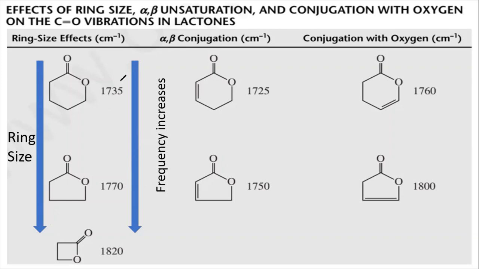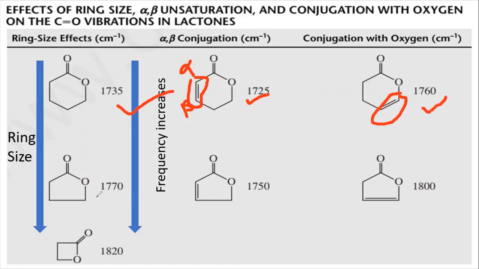Now we have to see the other factor, alpha-beta unsaturation. See the structure, this one possesses no double bond, so no conjugation. So here the frequency is 1735, the natural frequency. Now we are introducing a double bond in the alpha position. In this carbonyl, the first carbon is known as alpha, the second as beta. In the alpha position of the carbonyl, the frequency gets lowered due to the conjugation effect, that is 1725. But if you put the conjugation with the oxygen, the C single bond O, the frequency will definitely increase.